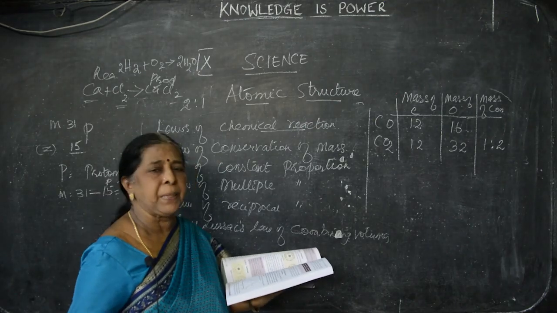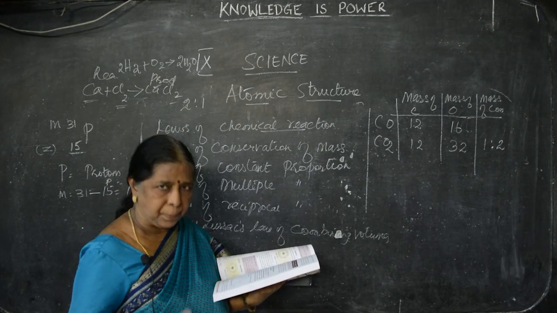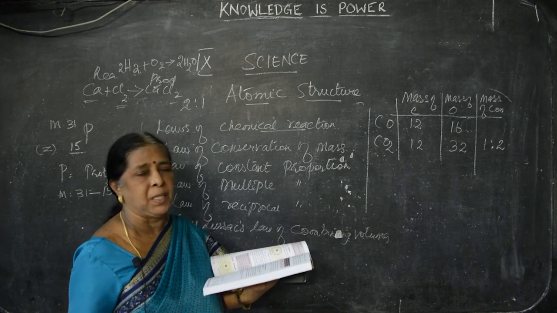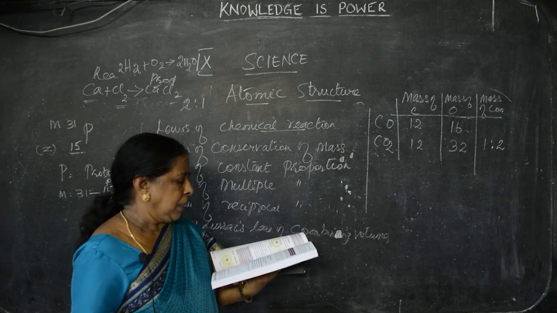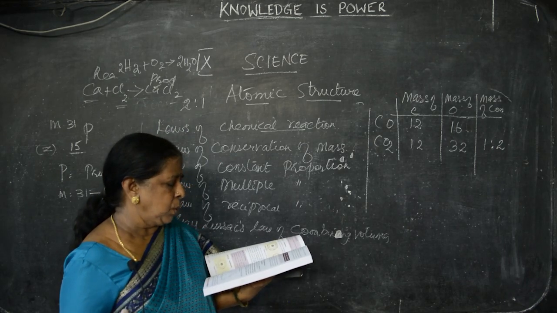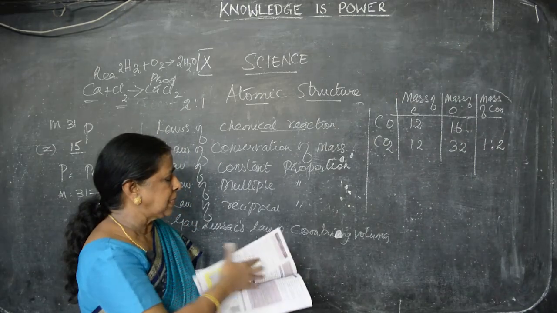See the diagram on page number 133. If two different elements combine separately with the same weight of a third element, that is A and B combined with C, the ratio of the masses in which they do so are either the same or in simple multiple proportion. For example, we will see at the back.